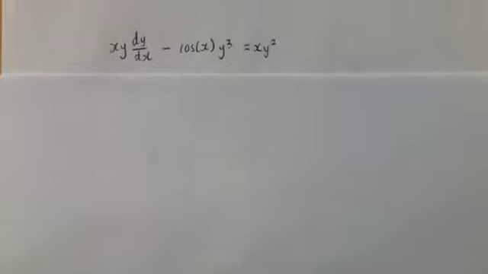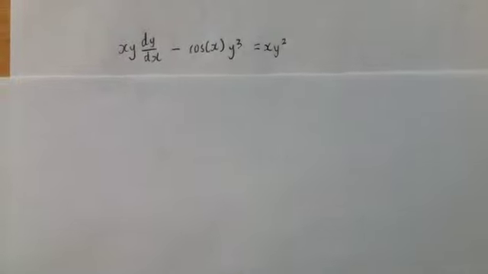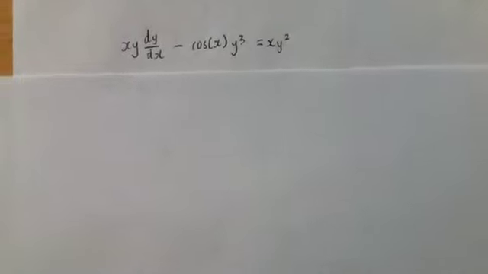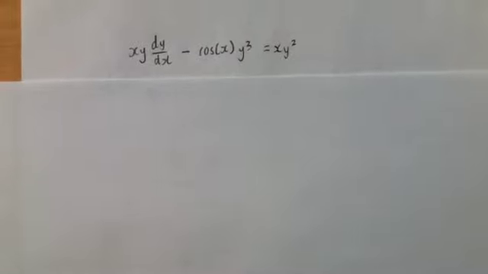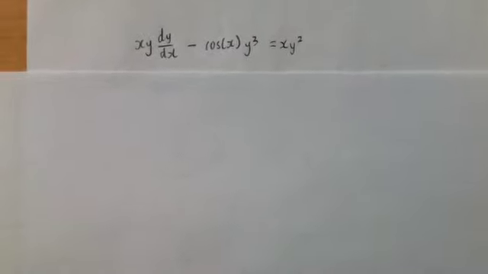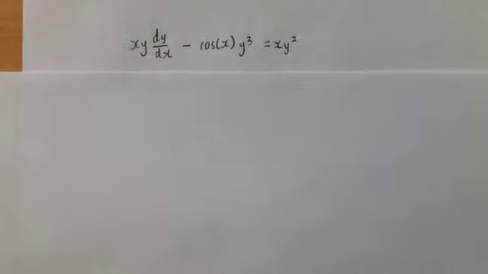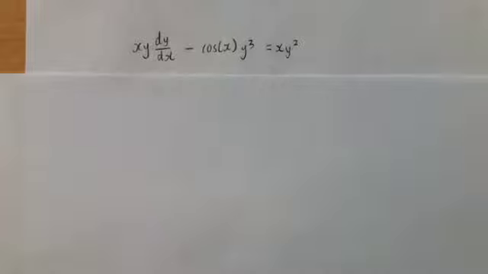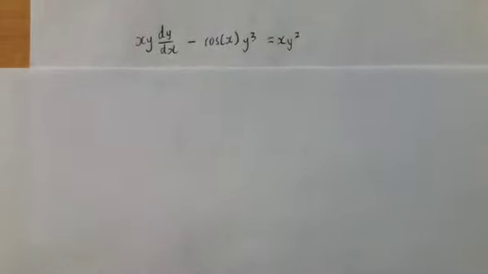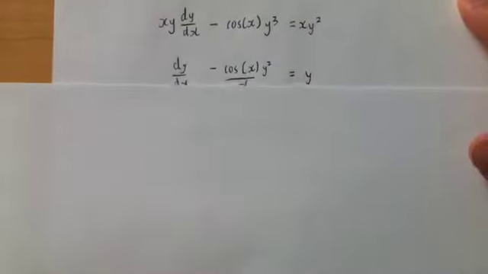Hey guys! So today I'm going to talk about solving first order differential equations using variation of parameters. In particular, we look at this example where x y dy/dx minus cosine x y cubed is equal to x y squared. Oh my god, this is so complicated. Don't worry, you can further simplify it using this form.